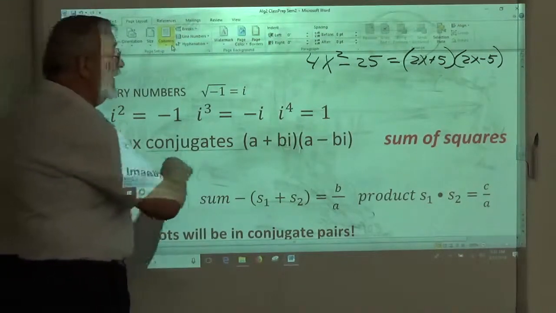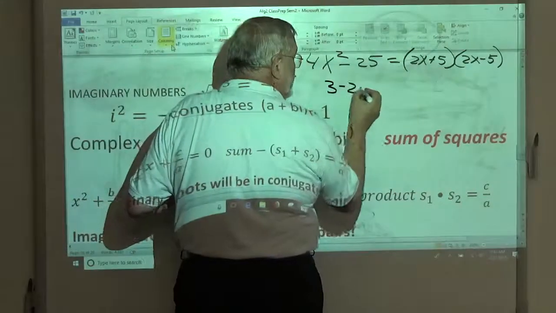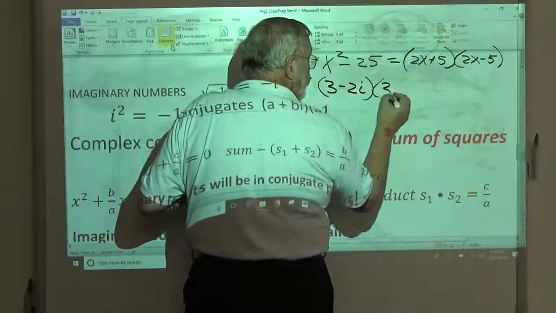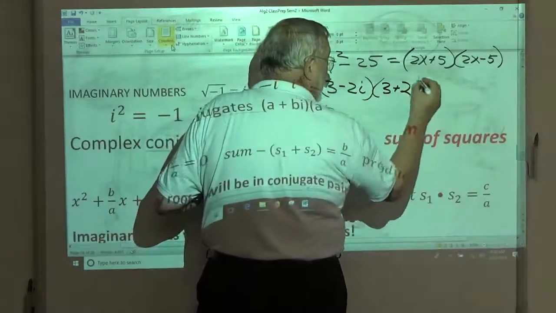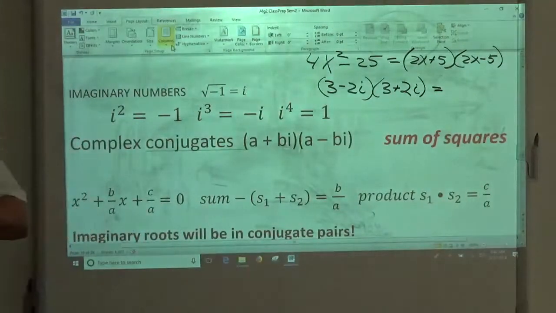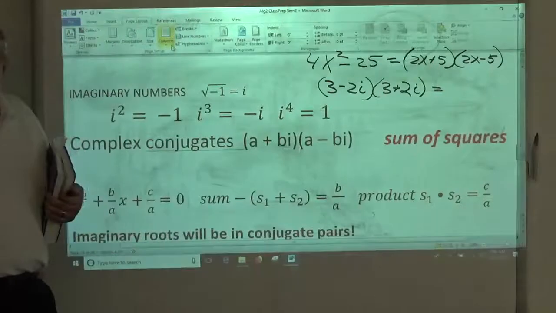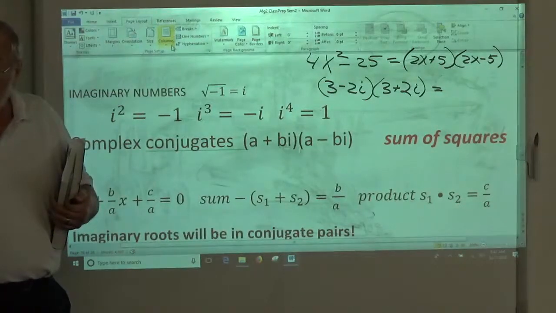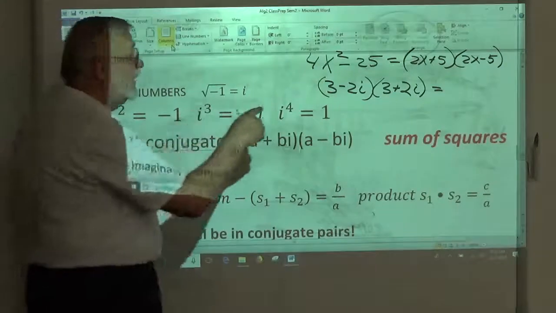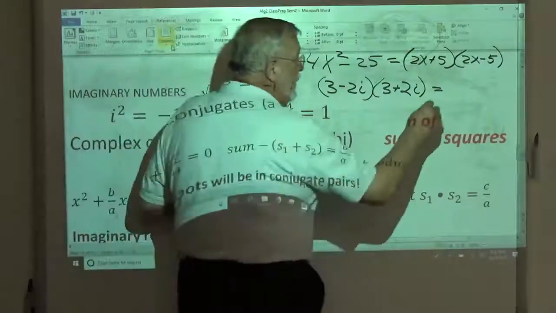So, let's say that I gave you 3 minus 2i and 3 plus 2i. Normally conjugates produce a difference of squares. So what is the square of the first number? 9. What's the square of the second number? 4. But because it's imaginary, because it's complex, add them. 9 plus 4.